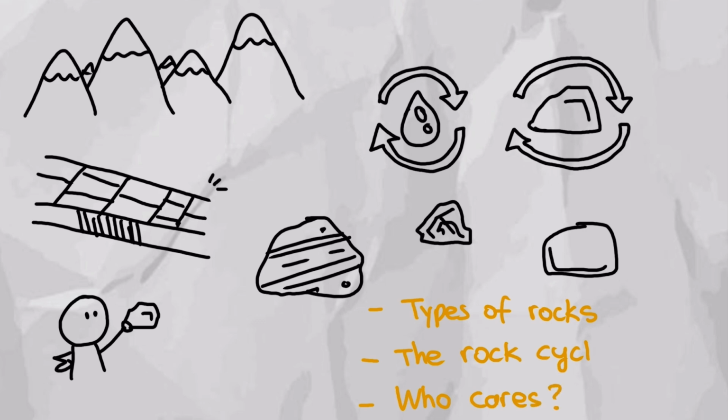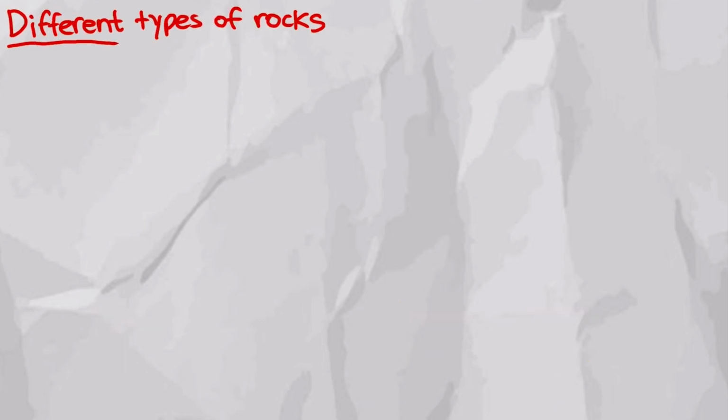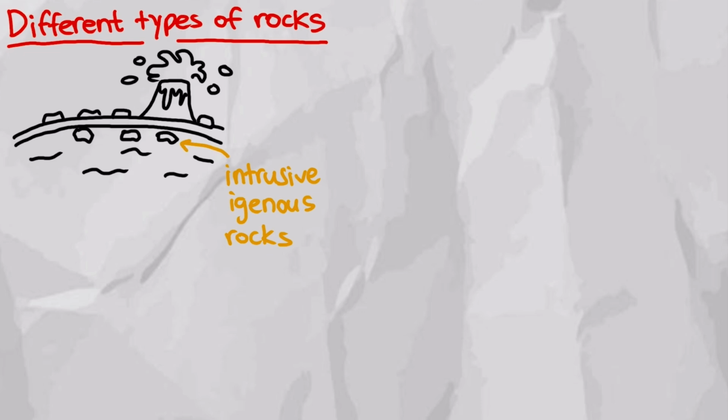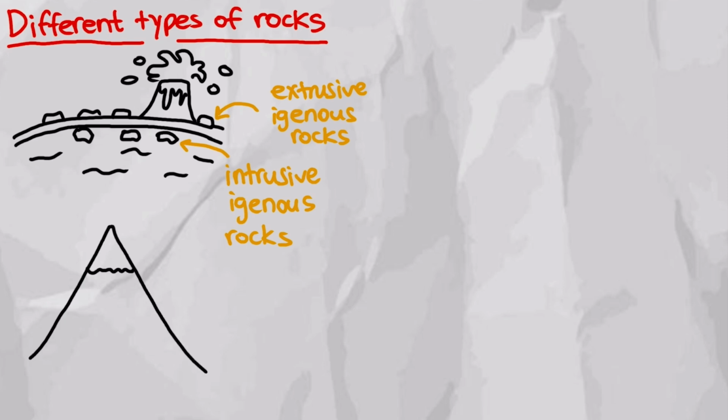the rock cycle matters. Starting with igneous rocks, which are formed from magma underneath the Earth's crust. If the magma cools inside the Earth, intrusive igneous rocks such as granite and diorite are formed. If the magma cools after reaching the Earth's surface as lava, extrusive igneous rocks such as basalt and obsidian are formed. This means that most volcanoes and mountains are made of igneous rocks.